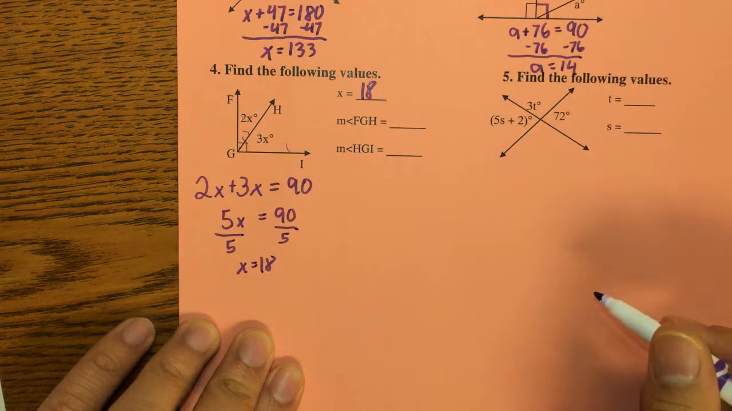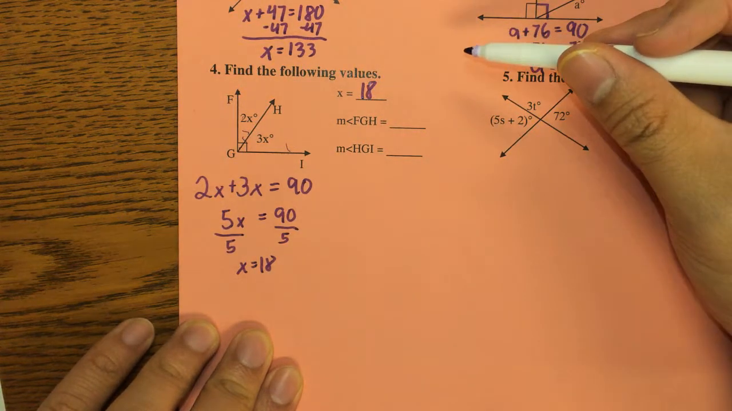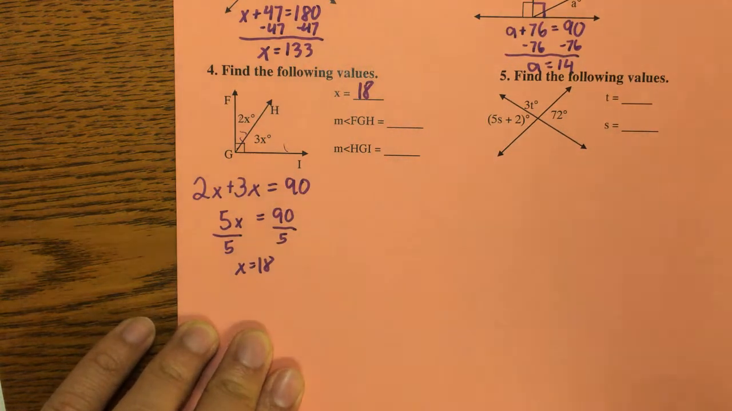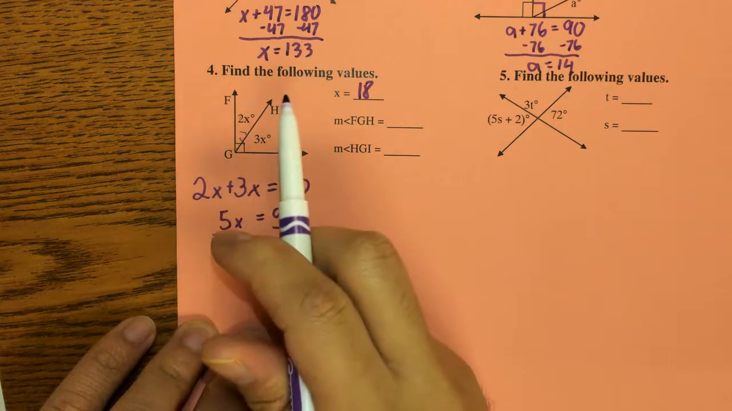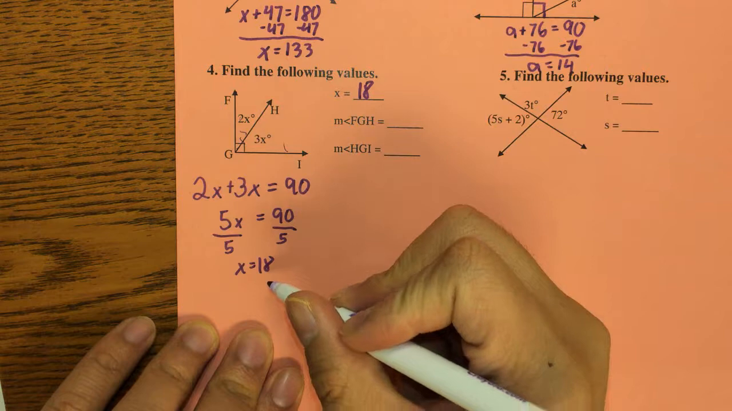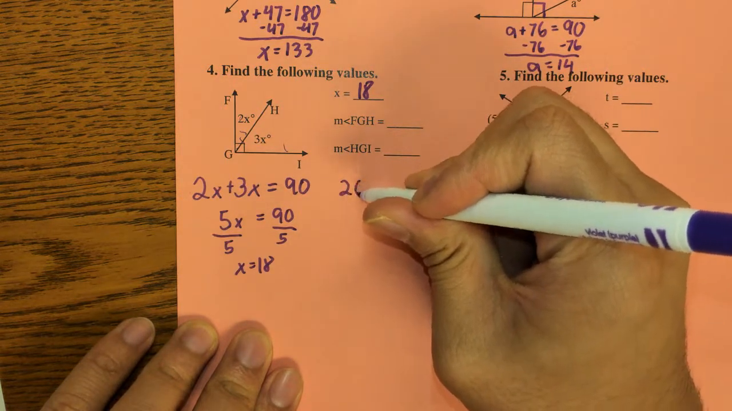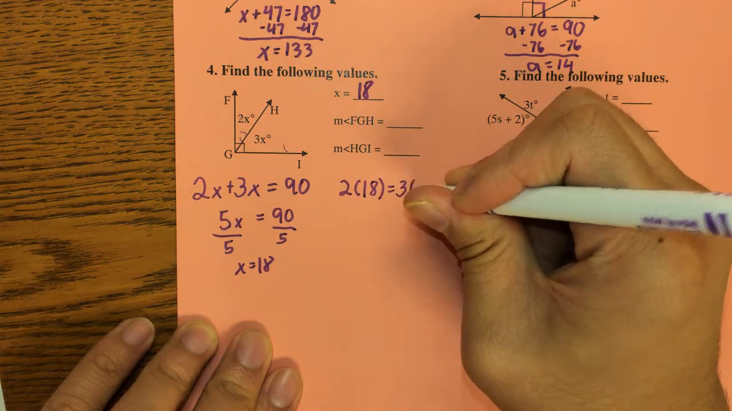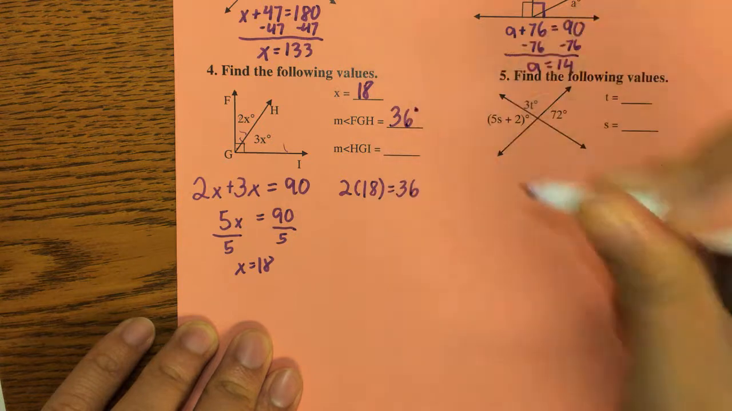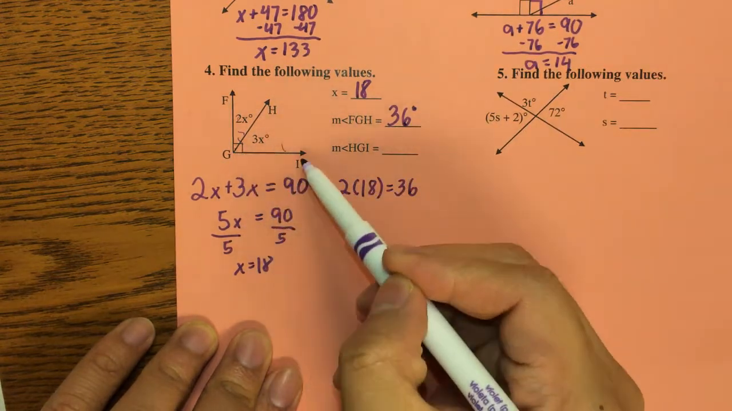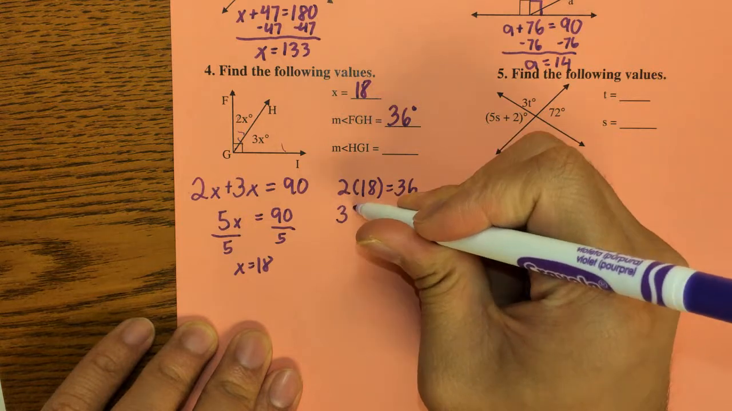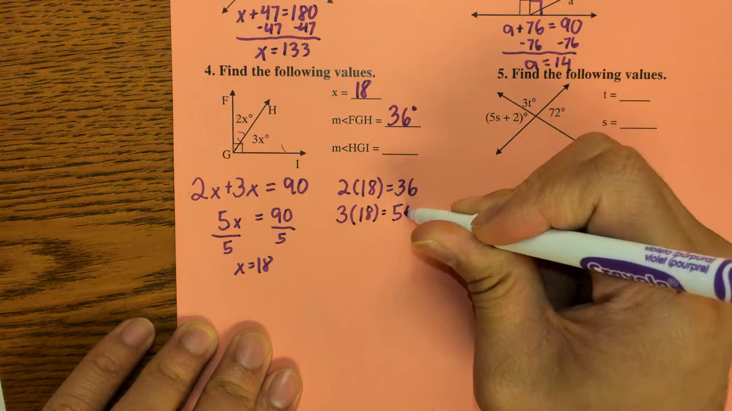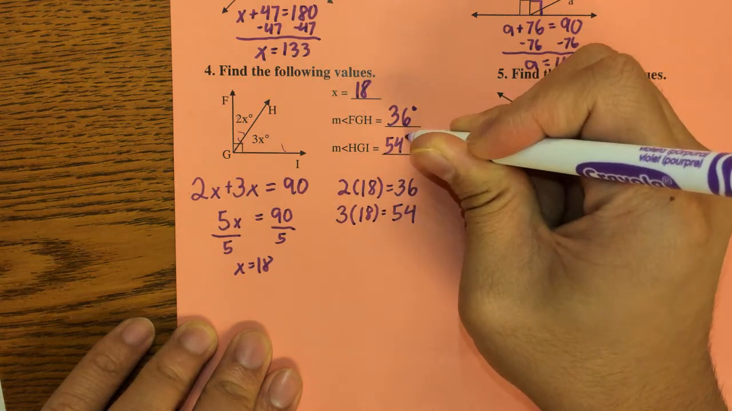So I solve for x. So that's the algebra part, solving for x. The geometry part is, how big are those angles? So they told me angle FGH is 2x. I know x is 18, so we can do the plug-in step. 2x, 2 times 18 gives me 36, which tells me this is 36 degrees. Then HGI is 3x, so doing plug in, 3 times 18 gives me 54. So HGI is 54 degrees.